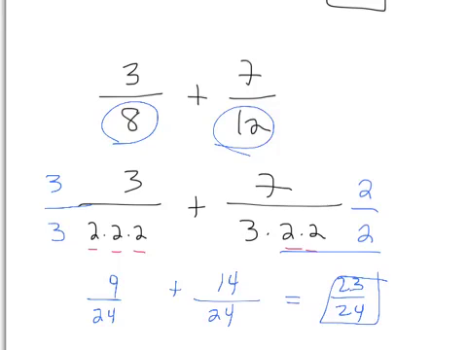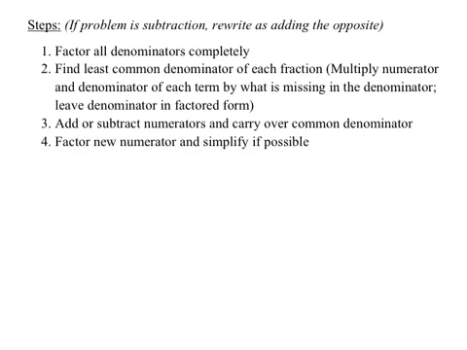The same method is going to be applied with variables, by finding a common denominator using factoring. First of all, if a problem is subtraction, just write it as adding the opposite. The steps are: first, factor the denominators completely, then find the least common denominator. You can do this by multiplying the numerator and denominator of each term by what is missing in the denominator, and then leave the denominator in factored form. Then add or subtract the numerators and carry over that common denominator. Finally, step 4: if the numerator can be factored, go ahead and do that, and then possibly simplify.